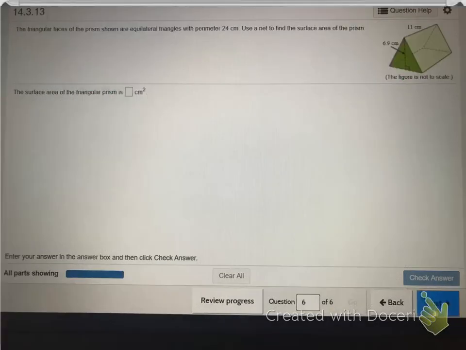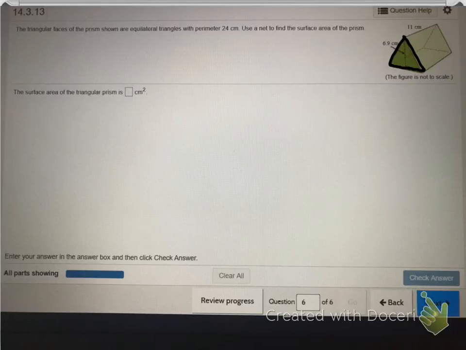Okay, next question. Number 6 was the other question that I had gotten inquiries about. So this is still digits 14-3, question number 6. The triangular faces of the prism shown are equilateral triangles with a perimeter of 24 centimeters. So let's talk about what that says. The triangular faces, so that's this part here, and this part right here. Okay, so those two triangular faces are equilateral triangles.